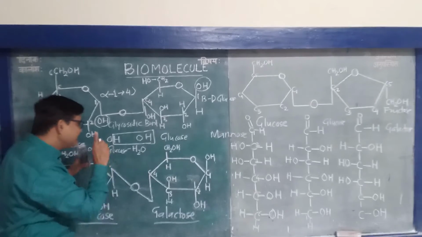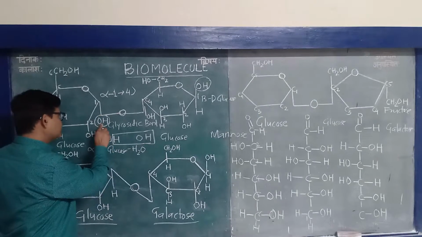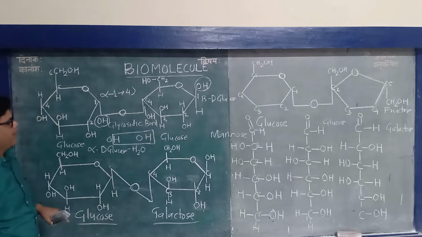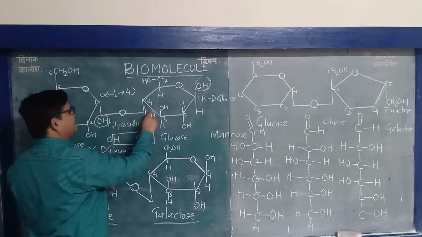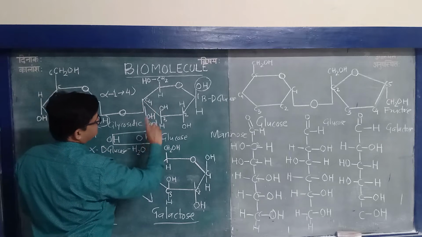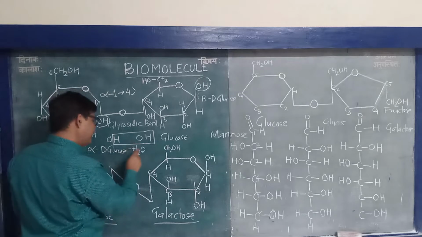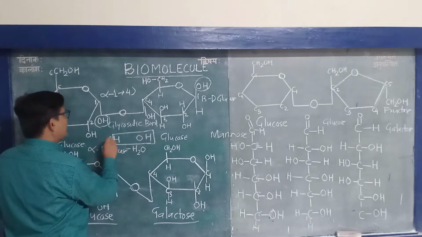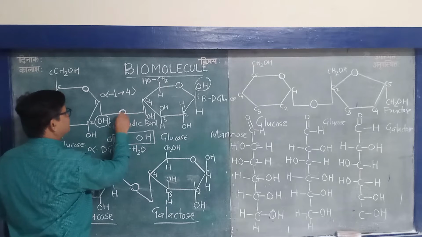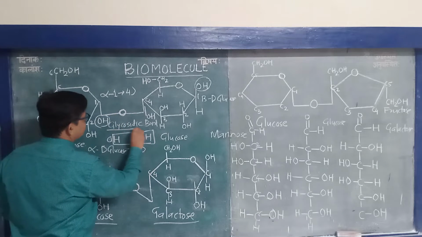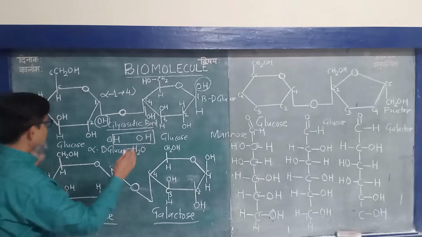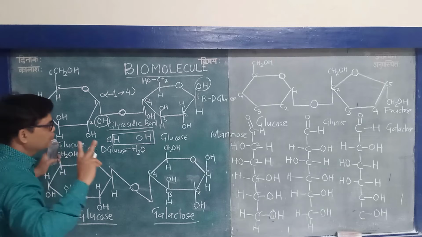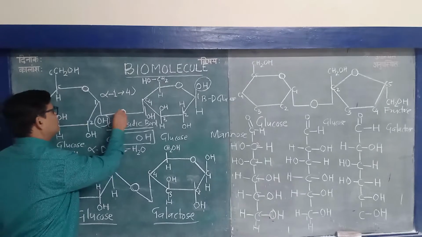So there is a reaction between the hydroxy group present at carbon number 1 of the first glucose unit and the hydroxy group present at carbon number 4 of the second glucose unit, and then it will release one molecule of water, and this oxygen will create a linkage that is known as glycosidic linkage. So this is the disaccharide, meaning two units of glucose joined together by a glycosidic bond.